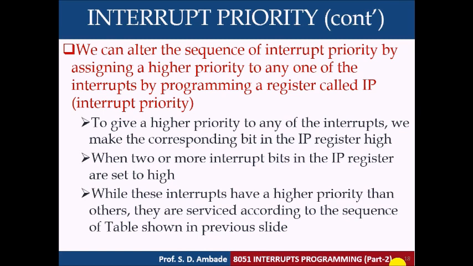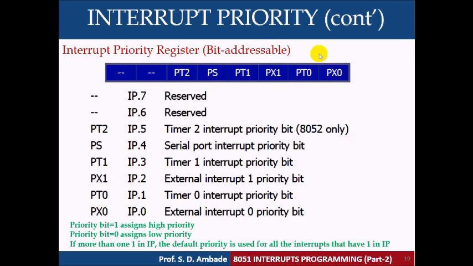This one is the IP register. Interrupt priority register is another SFR related to interrupt. To give higher priority to any of the interrupts, we make the corresponding bits in the IP register high. When two or more interrupt bits in the IP register are set to high, while these interrupts have a higher priority than others, they are serviced according to the sequence of the table shown in the previous slide. This is our IP register, interrupt priority register. It is a bit addressable register.